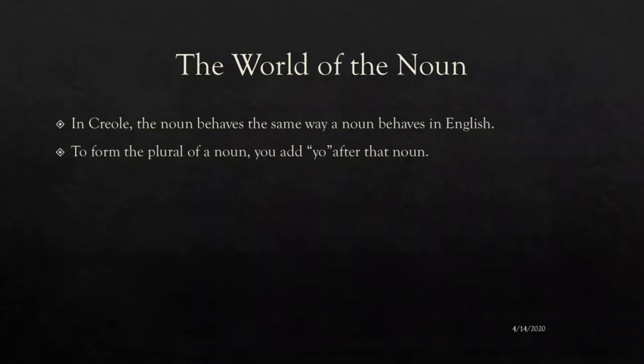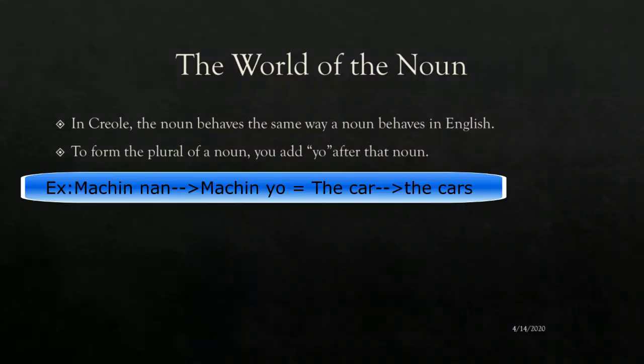Most importantly, what I want you to know is that to form the plural of a noun in Creole, you have to add yo, y-o. Repeat after me, yo, after that noun. It sounds like yo, but you say yo shortly. So you add yo after that noun. I don't have an example, but I can at any time give you an example.